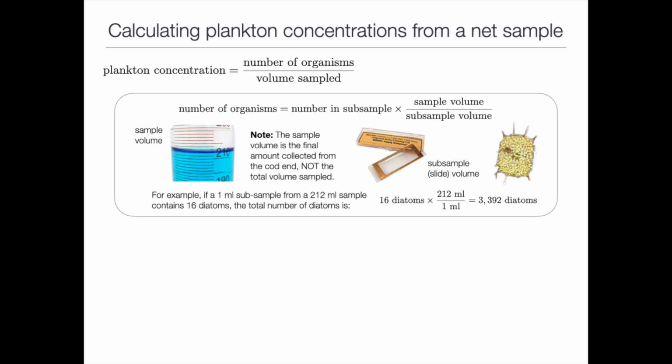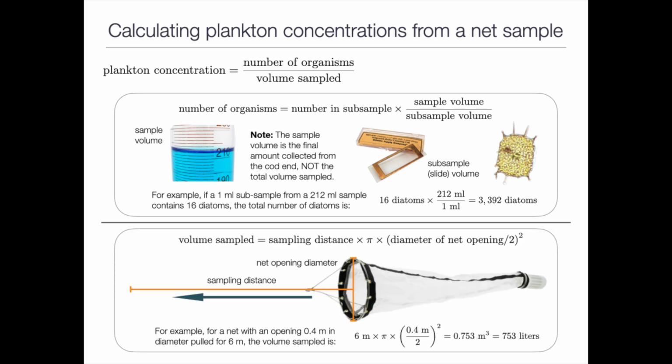So if we had 16 diatoms in our Sedgwick rafter sample, we would multiply that by 212 milliliters and divide by 1 milliliter, and that would give us 3,392 diatoms. To calculate the sample volume, we multiply the sampling distance by the area of the net opening.